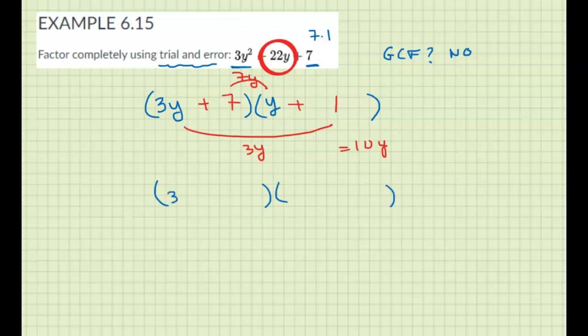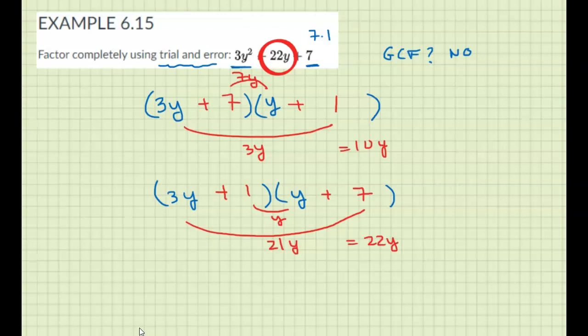So let's do it again. So I have 3y and y. But now I'm going to put the 1 here and the 7 here. Okay, so let's do these and these. This gives me y. This gives me 21y. And y plus 21y is 22y. And you go, oh yeah, that makes the correct term. All right, so that means the factoring is 3y plus 1 and y plus 7.